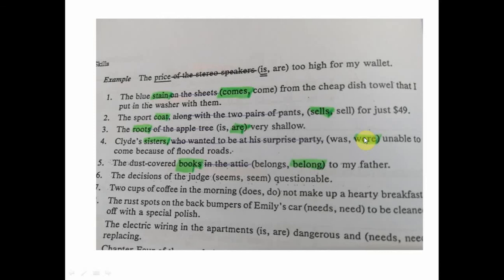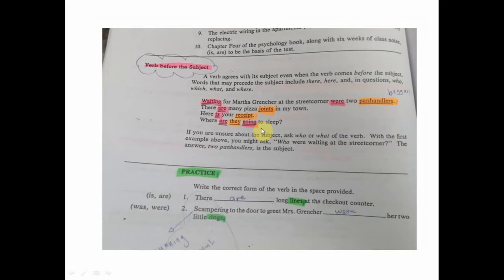Finally, the dust-covered books in the attic. Now we remove in the attic. We are left with books, and then we need a plural verb, which is belong. So books belong to my father. A plural subject agrees with a plural verb. Finish the rest in your book, please.